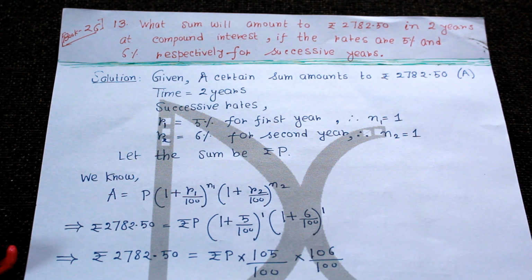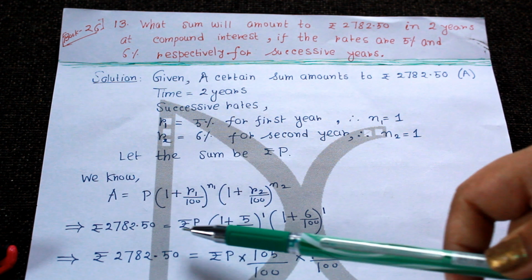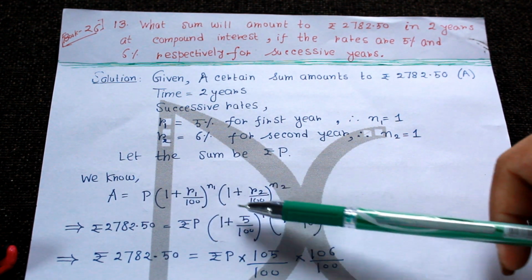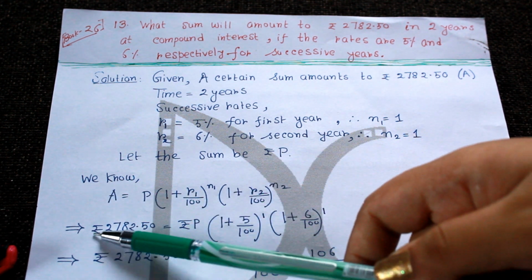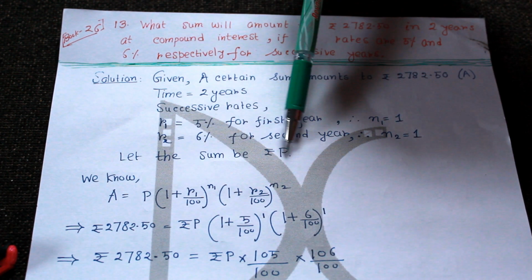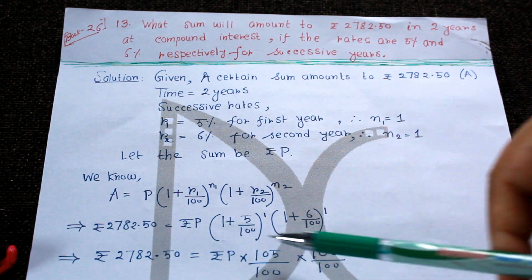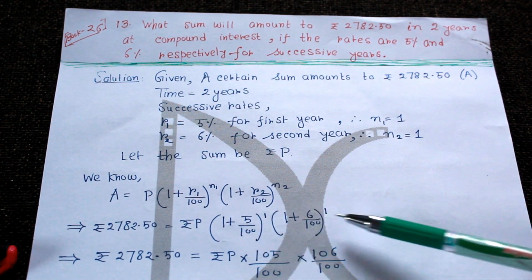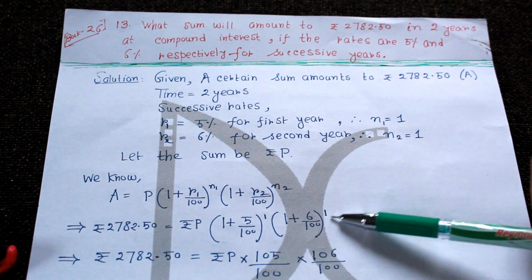Now you just put in the formula and the next step is only calculation. We know A equals P into 1 plus R1 by 100 whole to the power N1, into 1 plus R2 by 100 whole to the power N2. We know this formula already. Now put the values. This is rupees 2782.50. Oh sorry, I have considered the principal as rupees P. You can consider it as X also. So I have put every value here, the values of R1 and R2, and they are for 1 year only, so 1 and 1 will be sitting here.